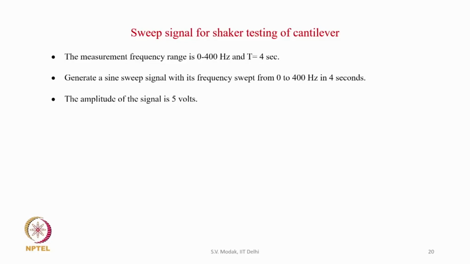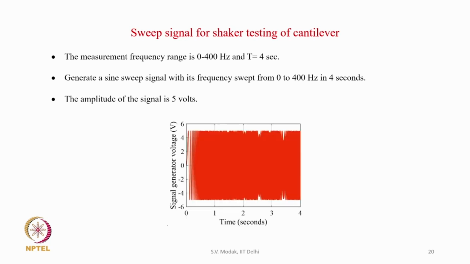Let us now use the sweep signal for shaker testing of the cantilever structure. We are going to use a measurement frequency range of 400 hertz and the record length is 4 seconds. So, now we generate a sweep signal with its frequency swept from 0 to 400 hertz in 4 seconds, and the amplitude of the signal is 5 volts. This figure shows the signal generator voltage over a length of 4 seconds.